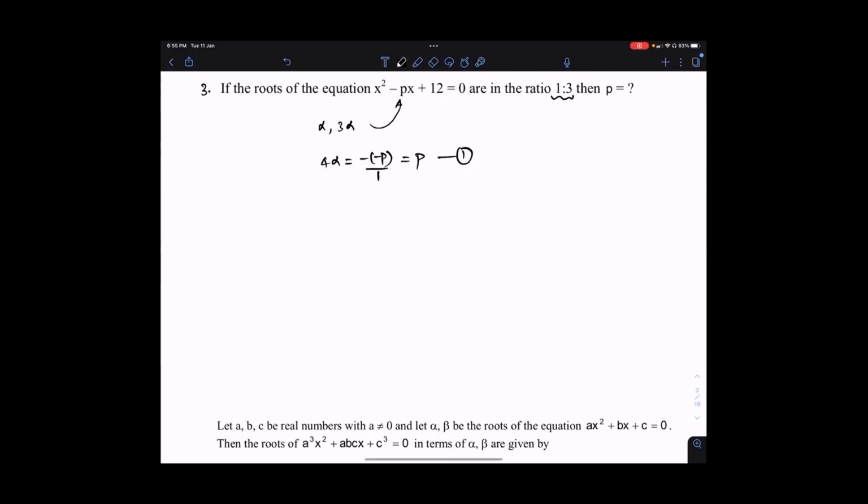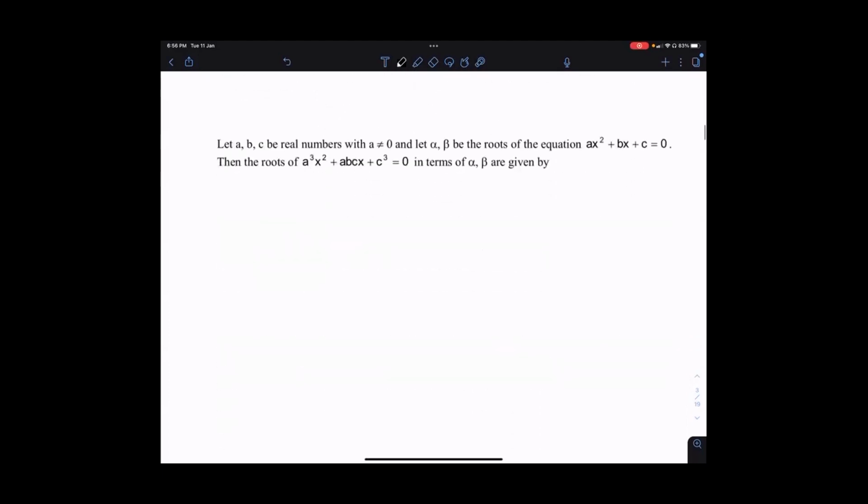Let's say it is equation 1. What is the product of the roots? Alpha into 3 alpha, which is c by a, 12 by 1. So alpha square is 4, which implies alpha will be plus or minus 2. And they are asking the values of p. If alpha is plus or minus 2, then p will be 4 alpha, which will be plus or minus 8. Okay, so that should be the answer.